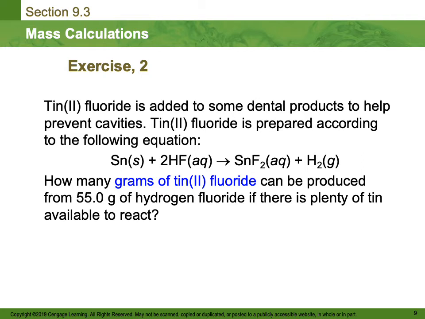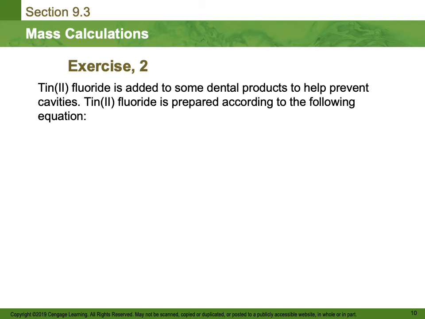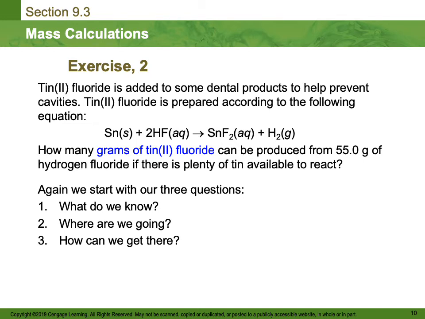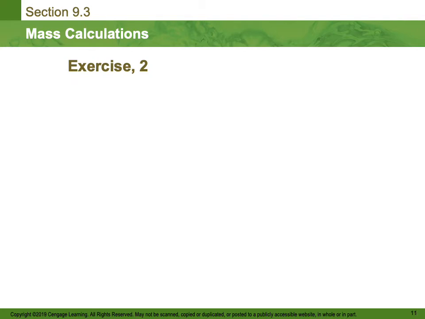So now we have an incorrect name. Hydrogen fluoride should be hydrofluoric acid, but it doesn't matter. The tin is in excess, so we don't have to worry about it. So we know hydrogen fluoride, and we're trying to find tin 2 fluoride. So I've rewritten the problem and the equation for you and the question. So again, we're going to start with our 3 questions. What do we know? Where are we going? And how can we get there?